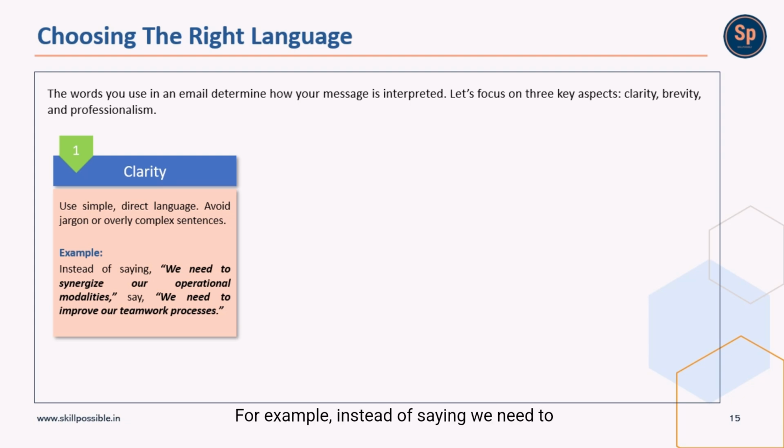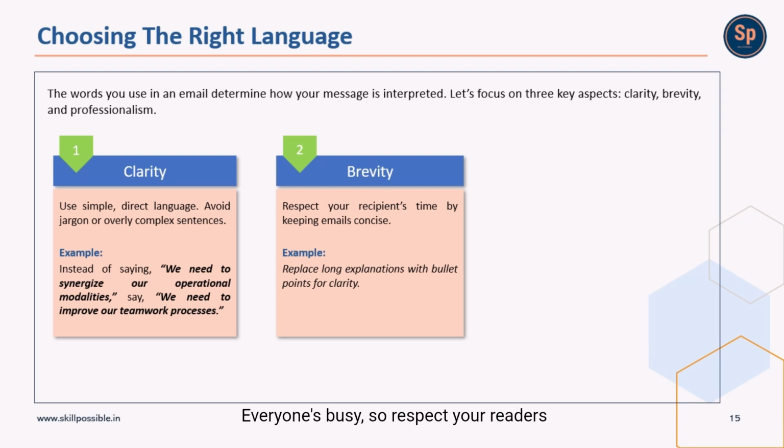For example, instead of saying, "We need to synergize our operational modalities," a clearer version would be, "We need to improve our teamwork processes." Clear writing reduces confusion and helps the recipient respond faster and more accurately. Second, brevity. Everyone's busy, so respect your reader's time by keeping your emails concise and to the point. Instead of long-winded explanations, use bullet points or short paragraphs. This makes your message easier to read and quicker to act on. Remember, less is often more, as long as the message is complete.